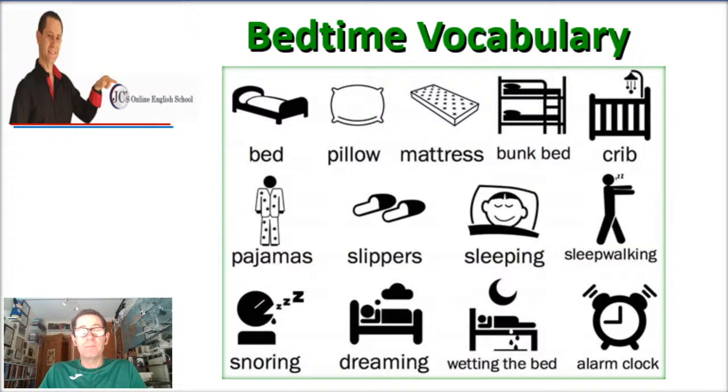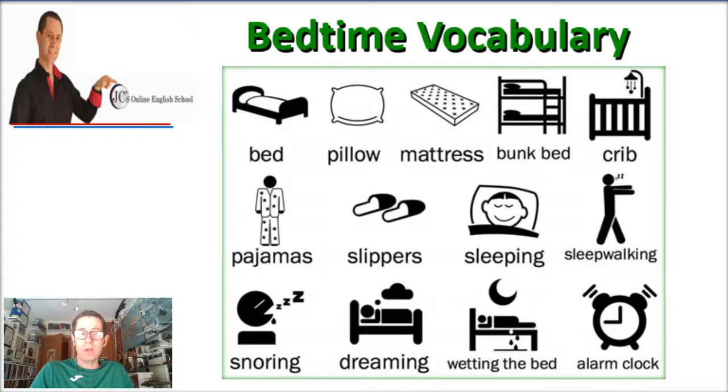So, bed, pillow, mattress, bunk bed. That's when you have 2 of them. Bunk bed. Crib for little kids. Crib. On the second row, we have pajamas, very similar to Spanish, very, very similar. And then we have slippers. And then sleeping. I'm sleeping, don't bother me, I'm sleeping now, leave me alone.